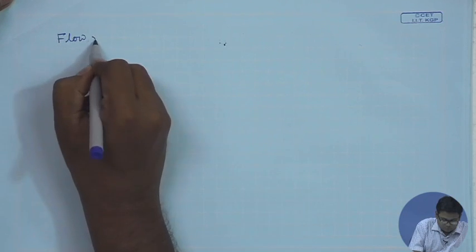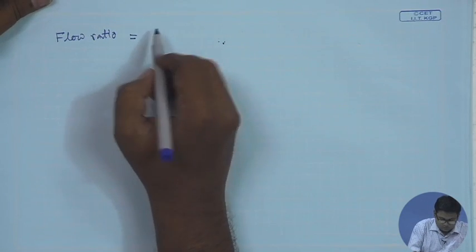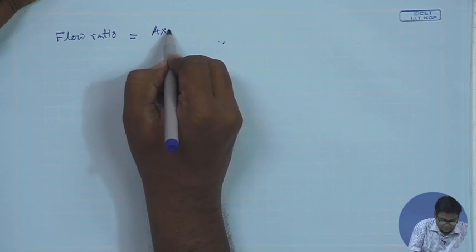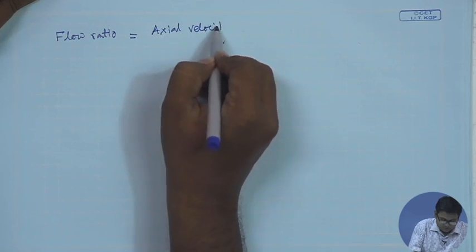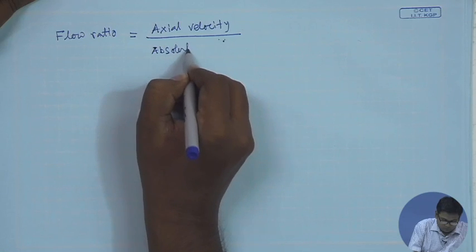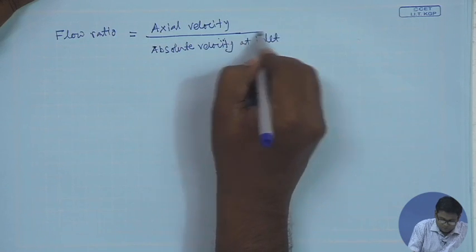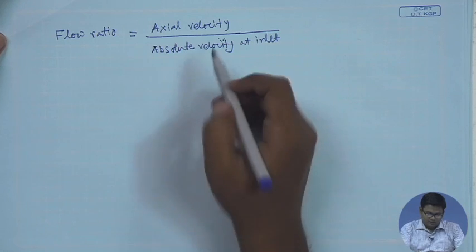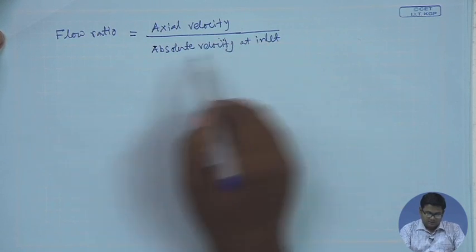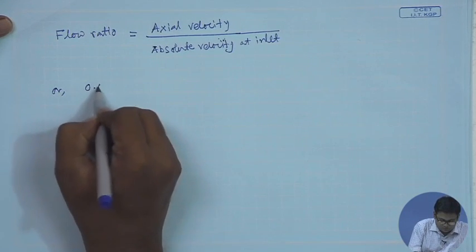So before obtaining diameter, let us define what is flow ratio. This is just a definition, this represents the ratio of axial velocity and absolute velocity at inlet. So the ratio of axial velocity and absolute velocity at inlet is termed as flow ratio. Now flow ratio is given as 0.5, so this is 0.5.